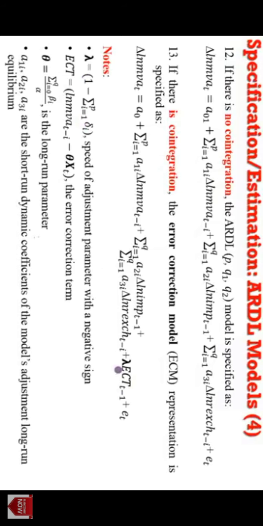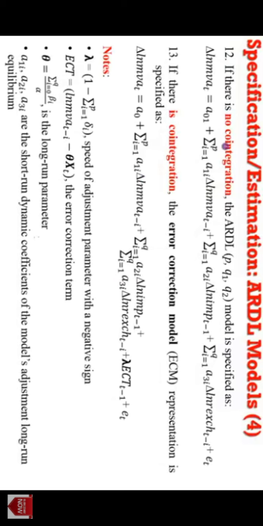Again, I'm going to explain the error correction term. This is the mathematical representation of the error correction term. Again, it captures the long run relationship in the model. Under the error correction term, you can see here theta xt. Theta is simply the long run parameter in this case. While the A1i, A2i, and A3i, just like I explained earlier on, are the short run coefficients. So these are short run coefficients in the model. So look at the way the two are specified.